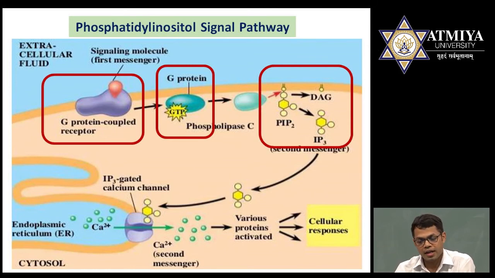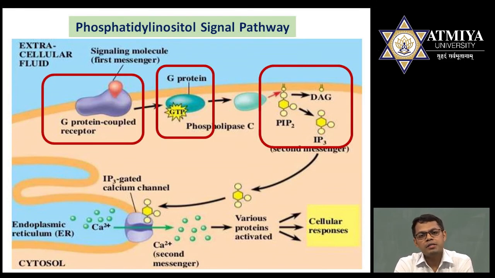whereas this IP3, which is present in the intracellular region, will bind to the calcium ion channel located on the ER. In short, once IP3 and DAG are present, DAG is still located on the membrane, and IP3 will be free. IP3 is acting as a transmitter, or you can say a signal molecule. It will come to the endoplasmic reticulum and bind to the ER. In the ER there is a calcium ion channel.